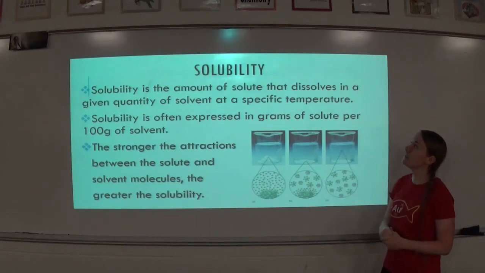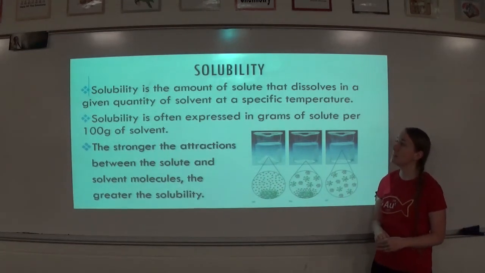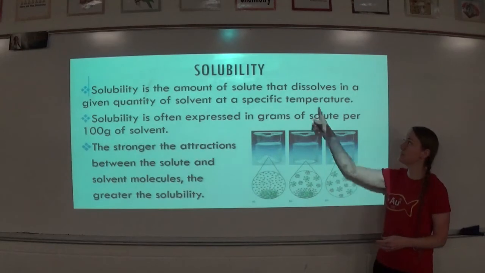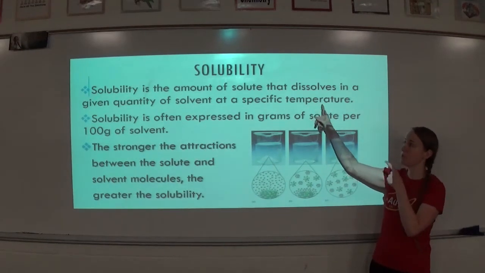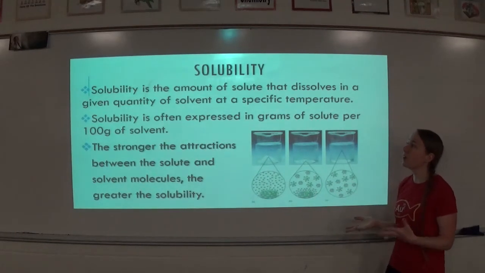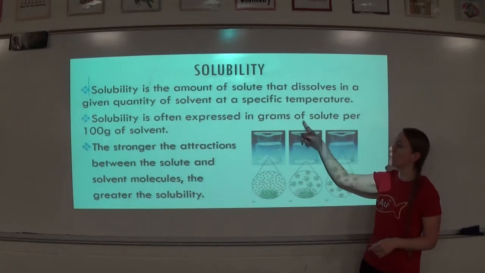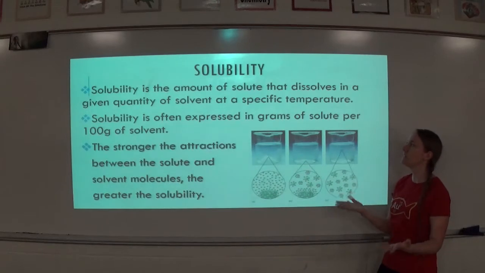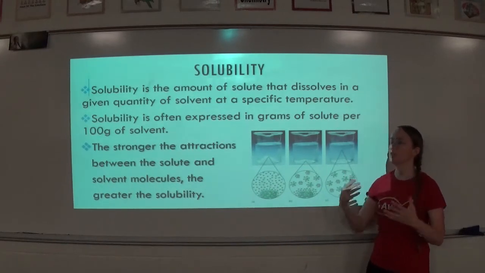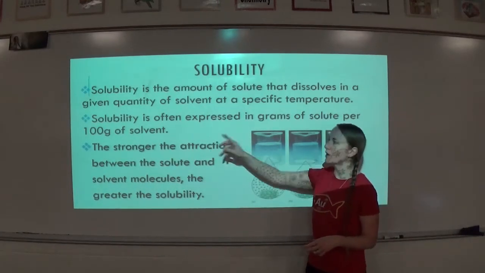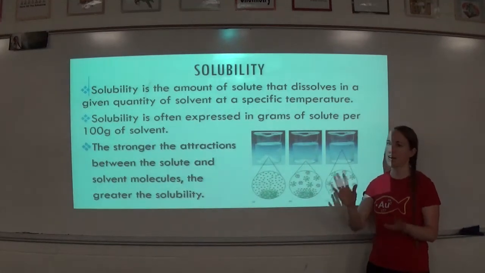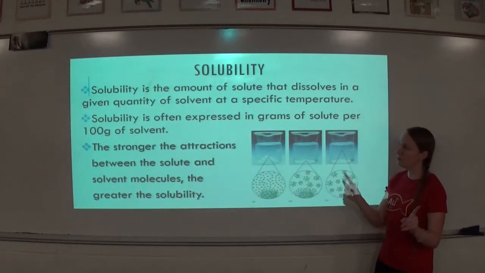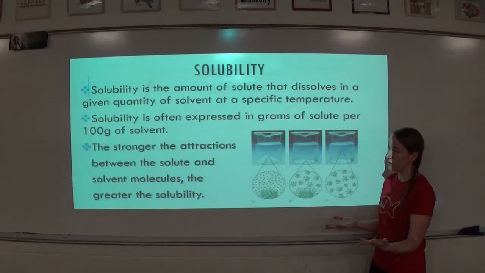So solubility is the amount of solute that dissolves in a given quantity of solvent at a specific temperature. Temperature is going to be very important. Solubility is often expressed in grams of solute per 100 grams of solvent. So it may say something like, I can normally dissolve 20 grams of sugar in 100 grams of water at 25 degrees Celsius. Now I just made those numbers up, so don't quote me on that, but I'm just giving you an example of what it might look like.